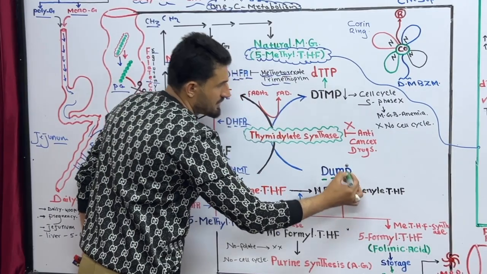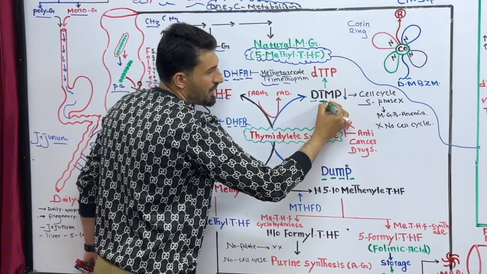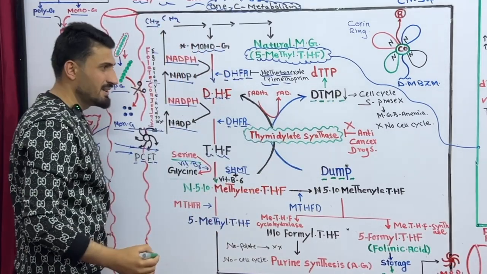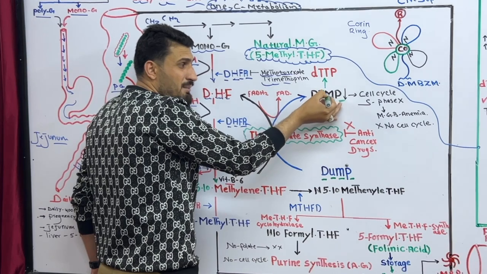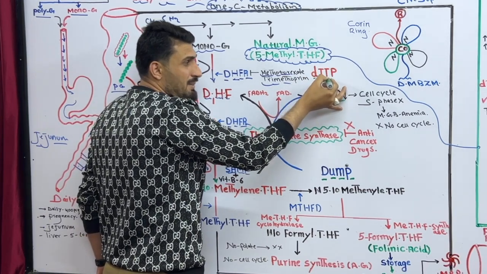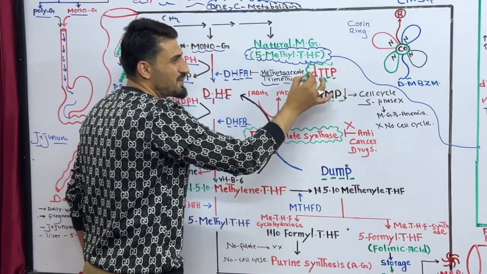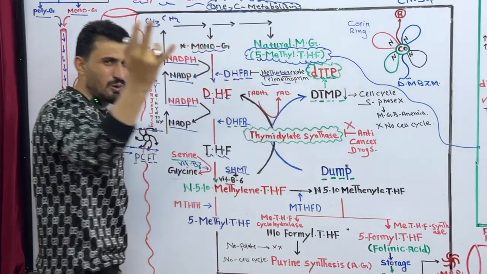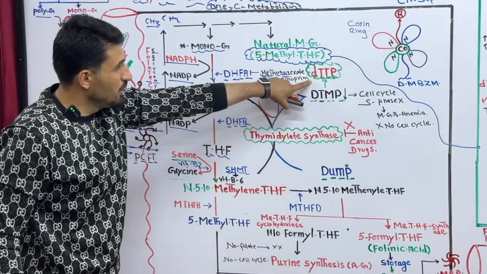deoxyuridine monophosphate into deoxythymidine monophosphate. Okay, and later we change this deoxythymidine monophosphate to deoxythymidine triphosphate, and this is another nitrogen base. Okay, adenine, guanine, thymine, and cytosine. So we need to make this.